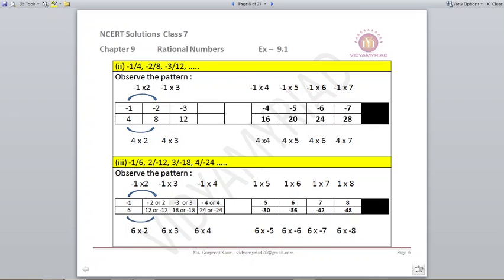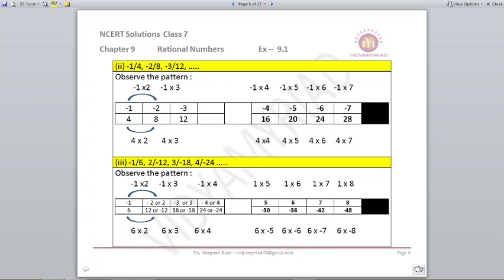Third part, minus 1 upon 6, 2 upon minus 12, 3 upon minus 18, 4 upon minus 24. Only first digit 1 is having minus sign, remaining all are positive. Same way in the denominator, first digit 6 is positive, all other are negative. So we will follow the same pattern, that denominator we will put minus sign. In the numerator the sequence is 1 into 2, 1 into 3, 1 into 4. So remaining will be 1 into 5, 1 into 6, 1 into 7, 1 into 8.